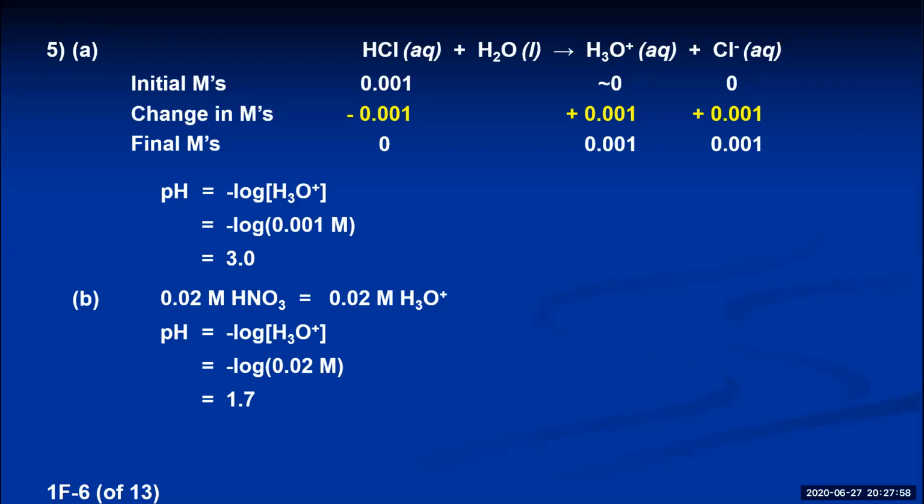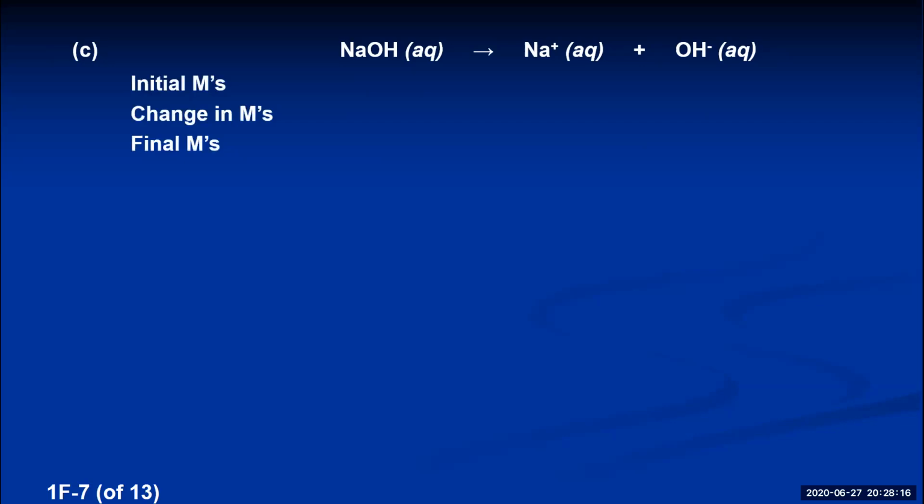C is 0.001 molar sodium hydroxide. This is a base, and when you have an ionic compound that's a base, a metallic hydroxide, the reaction that produces the hydroxide ions is just the ionic compound dissociating into ions. So the sodium hydroxide will dissociate into a sodium ion and a hydroxide ion. They told you you're making the solution 0.001 molar in sodium hydroxide. Nothing else is in there first.